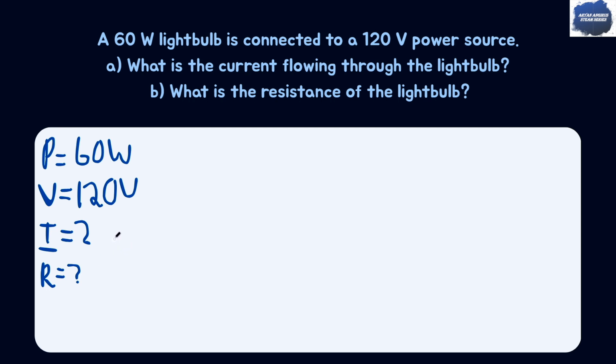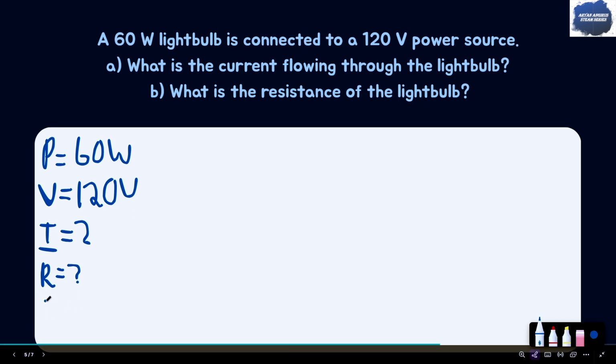First, let's start with current. So we have the base formula of power equals V times I, and since we're trying to find I, we divide everything by V.